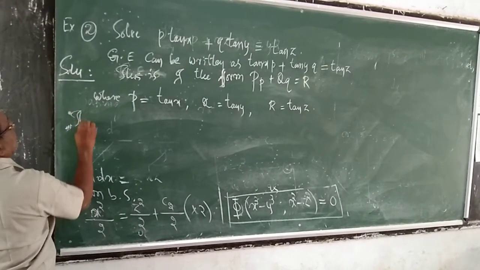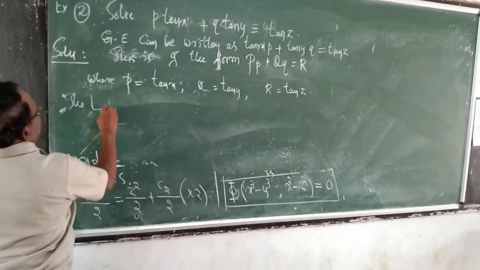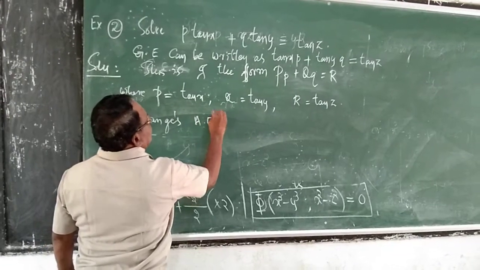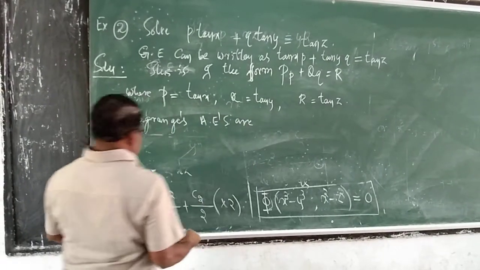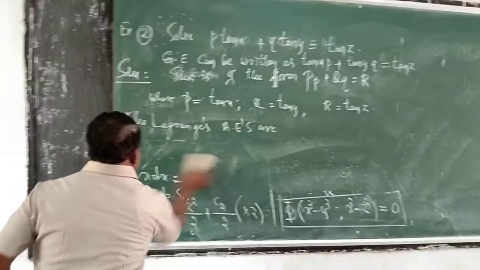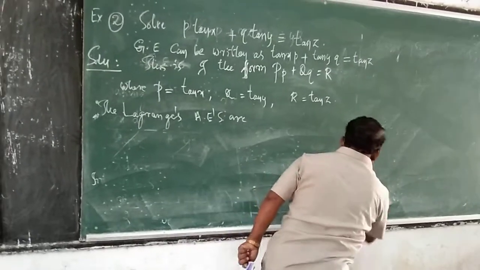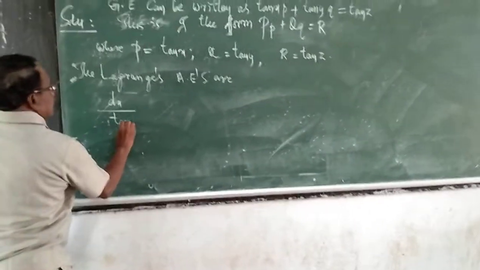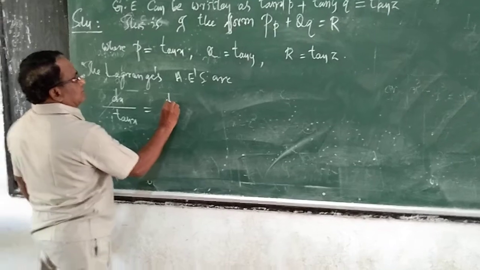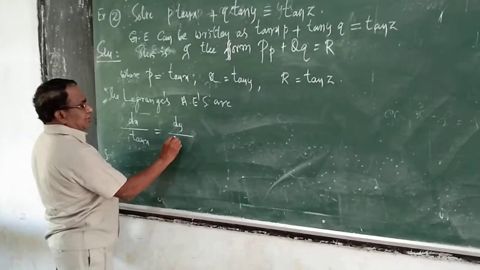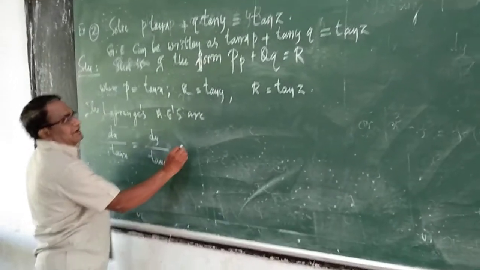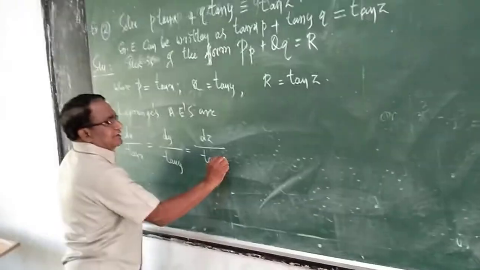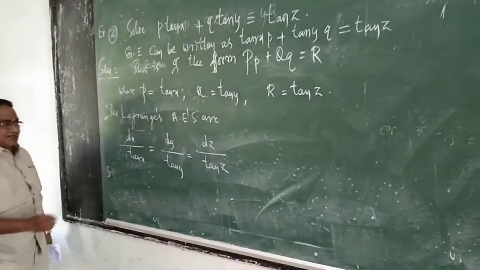Then you write down the auxiliary equation. The Lagrange's equations are dx by P is equal to dy by Q is equal to dz by R. Here, dx by P is tan x, dy divided by Q is tan y, and dz divided by R is tan z. Now solve these auxiliary equations.